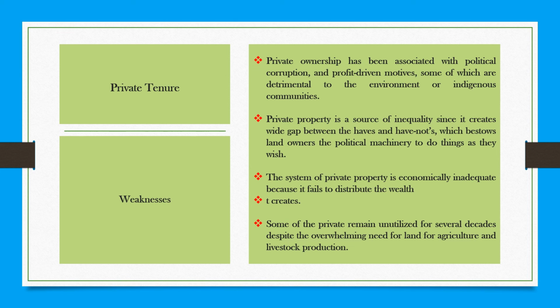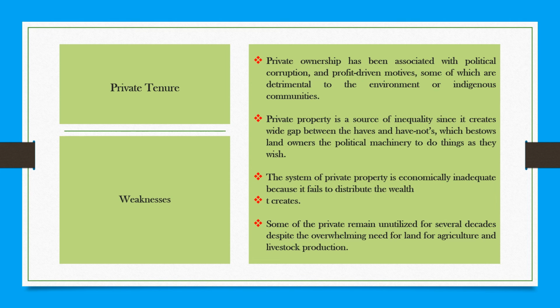The other issue that is also considered a weakness of the private tenure system is that some of the private land remains unutilized for several decades, despite the overwhelming need for land for agriculture and livestock production. In Kenya, for instance, if somebody takes a walk at the coast, there are quite huge chunks of land with the people we call absentee landlords. The owners are not known.